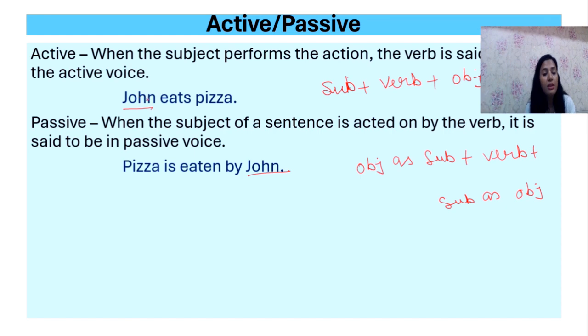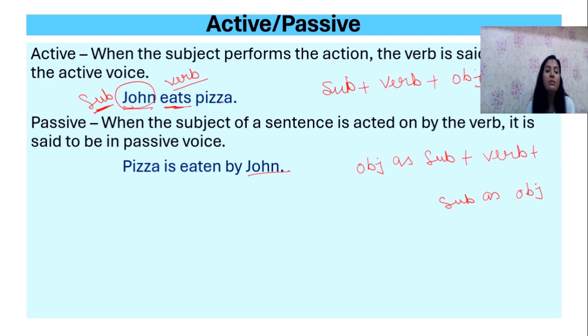What activity is performed by John here? Eating. He eats pizza, right? So John is the subject of this sentence because John is the doer in this sentence. John performs the action. What action does John perform here? He eats pizza. So John becomes the subject of this sentence, and eats becomes the action because the action eats is done by John. So eats is the verb in this sentence.